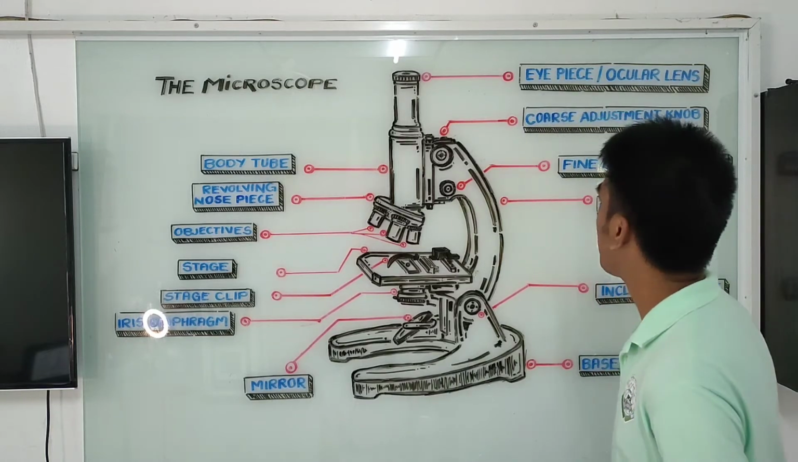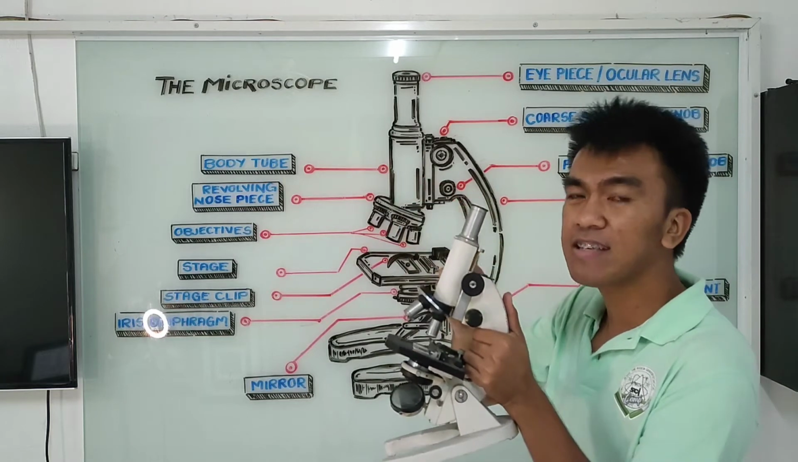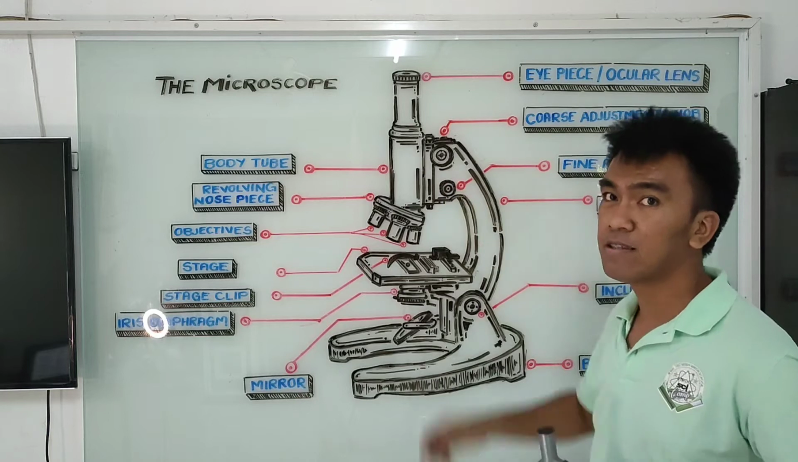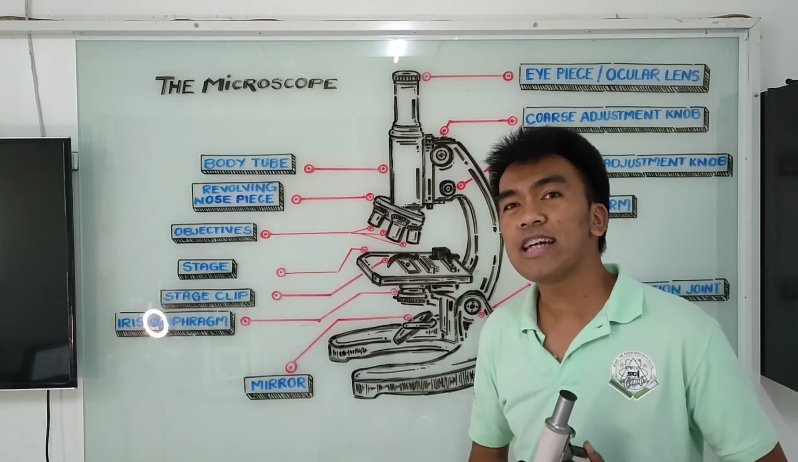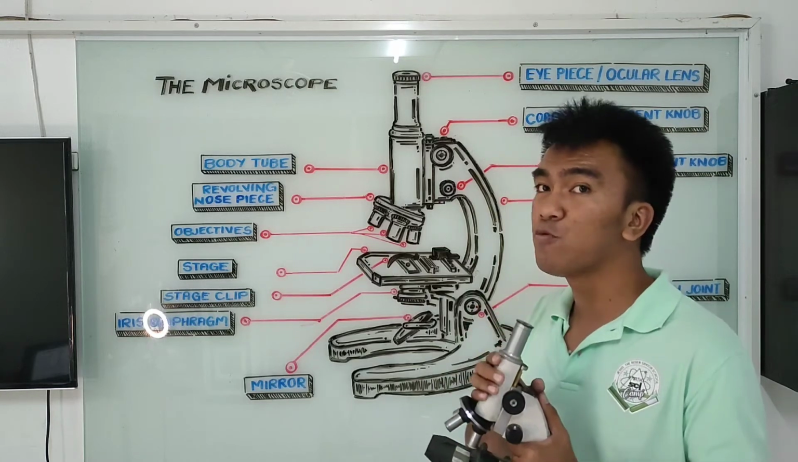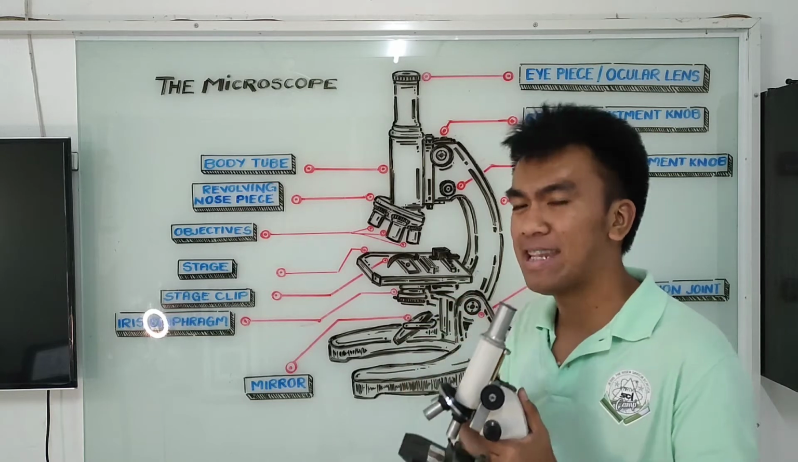The next portion is the coarse adjustment knob. So this one is the coarse adjustment knob. And the coarse adjustment knob is used for initial focusing. It makes a large movement so that the body tube can move up and down.